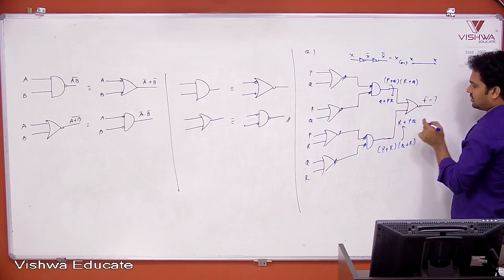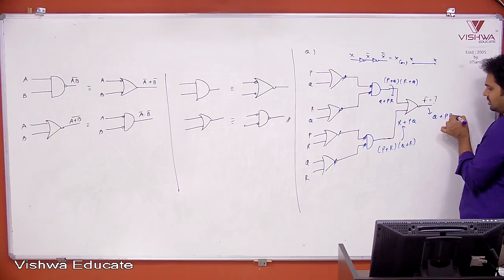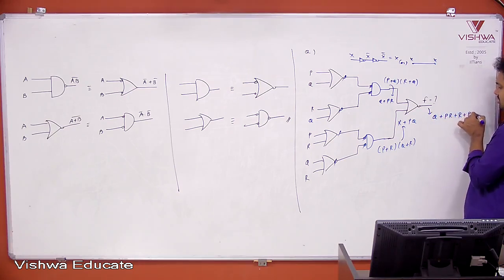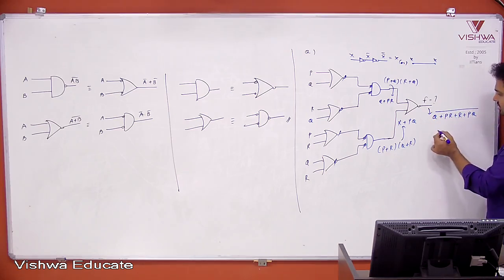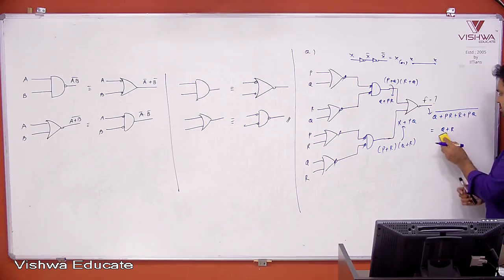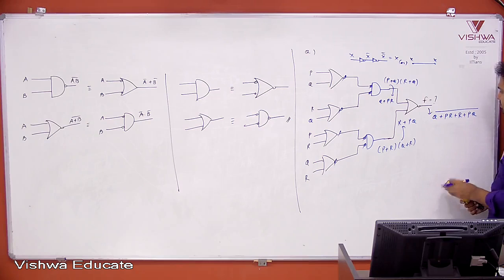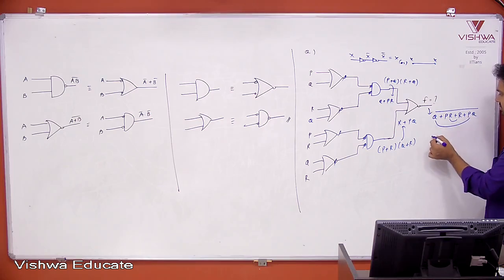Now this plus this whole bar. So what is the answer? Q plus PR plus R plus PQ whole bar. You can take here R common. Otherwise, you can take here first and last, Q common, and in between, R common. Then what is the answer? Q into 1 plus P, R into 1 plus Q. So what is the answer? Q plus R whole bar.